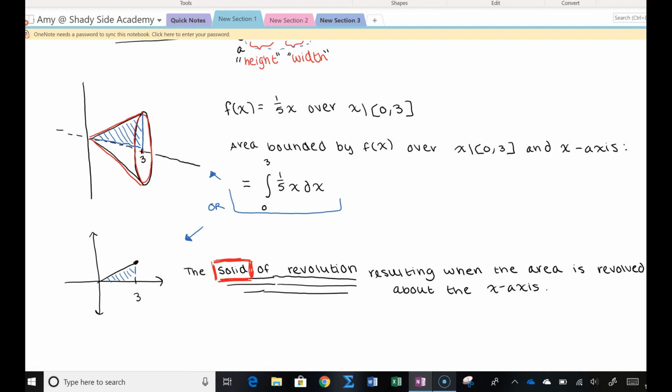Wait, so when you're saying the area is revolved around the x-axis, it's like that triangle filled in, 360 around the x-axis? Yes. In case you're wondering, what if we revolve around the y-axis? We are getting there. We are getting there.